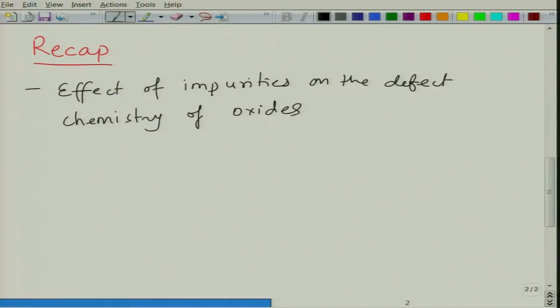Suppose some oxide is to begin with oxygen deficient or metal deficient and it has electronic charges, then you can control the defect chemistry by bringing in an appropriate dopant or impurity atom. And this is something which is very prevalent in oxide dielectrics. And then the second thing that we looked at was the equilibrium concentration of defects.